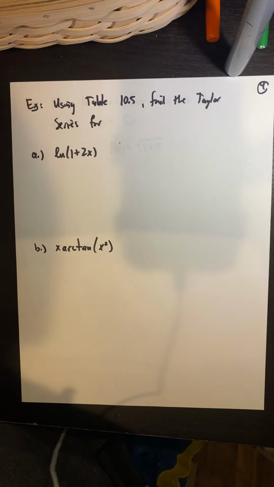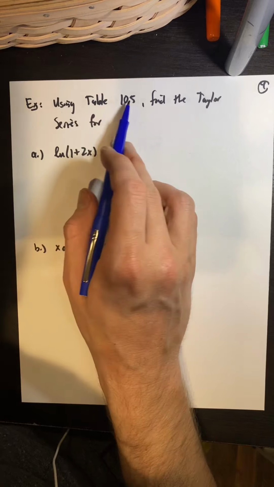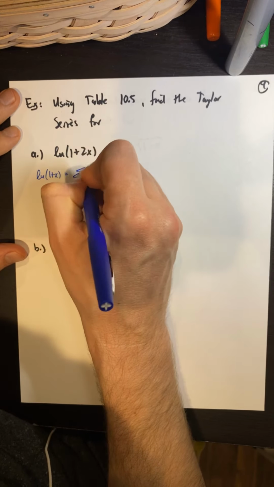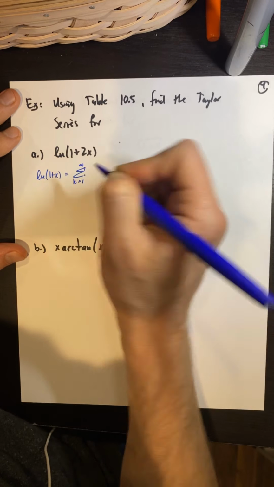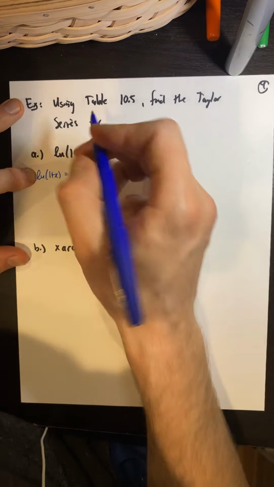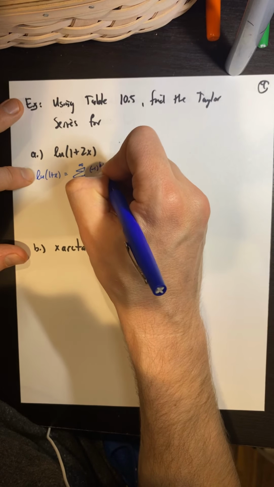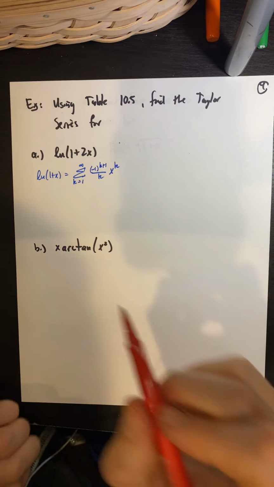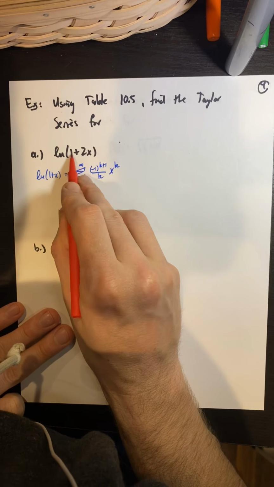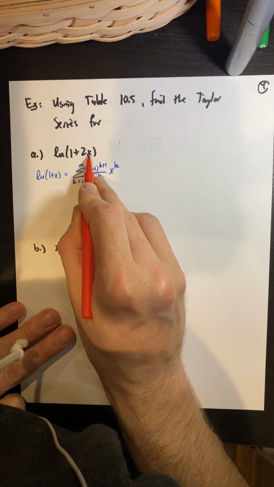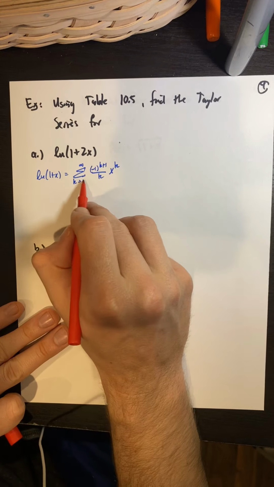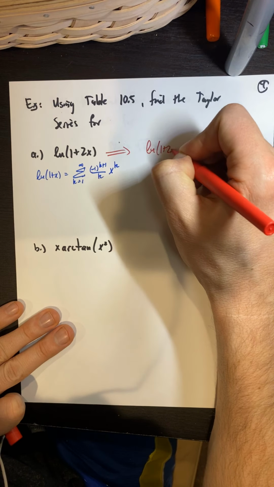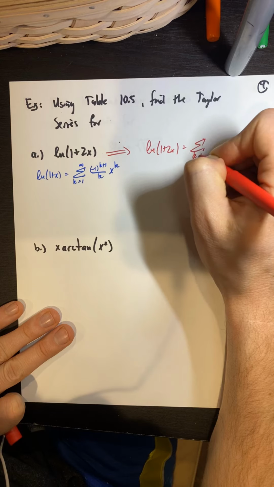So how can we use these things? Well, check out this function. I'm going to use table 10.5, but I'm going to recall that we just figured out that the series for ln of 1 plus x is given by negative 1 to the k plus 1 over k times x to the k. So in that one theorem that we discussed in class, if I'm trying to find the series for ln of 1 plus 2x, wherever I see an x in this series right here, I can replace it with a 2x.